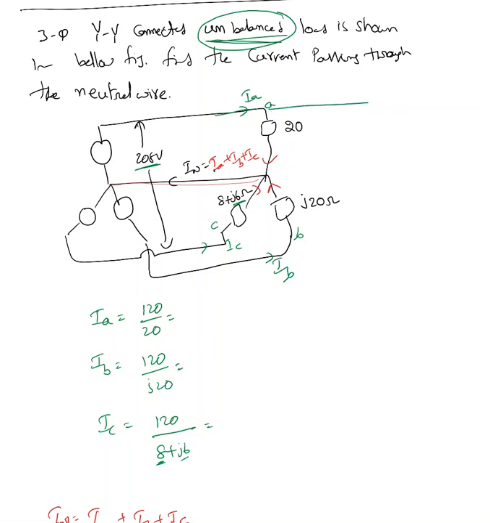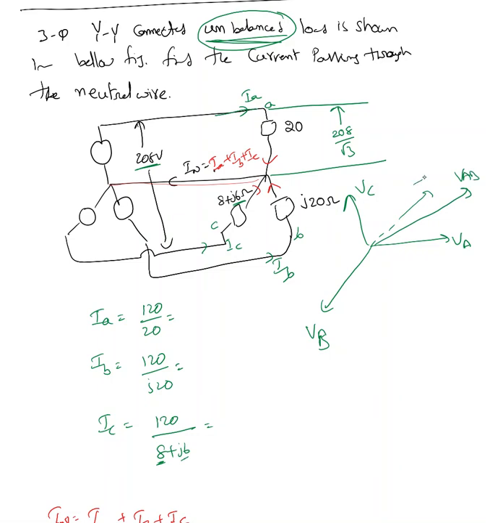Okay, what will be the phase voltage? The phase voltage will be 208 over square root 3. At the same time, remember the phase angle between the line voltage and phase voltage. This is VA in a star-star connection, or VB, VC in a star load. The line voltage leads the phase voltage by 30 degrees, so this must be minus 30 degrees.